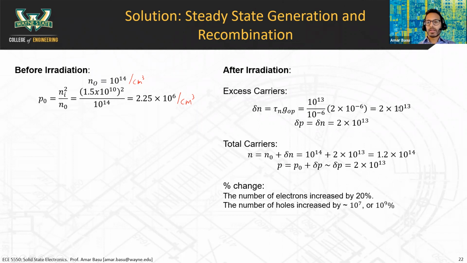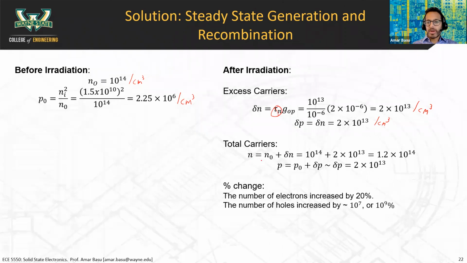And so delta n, the excess electron concentration, comes out to 2 times 10 to the 13th per centimeter cubed. And since tau n and tau p were the same, if you did the same approach for the holes, you'd find that the excess hole concentration is also 2 times 10 to the 13th per centimeter cubed. All right, so fairly straightforward.